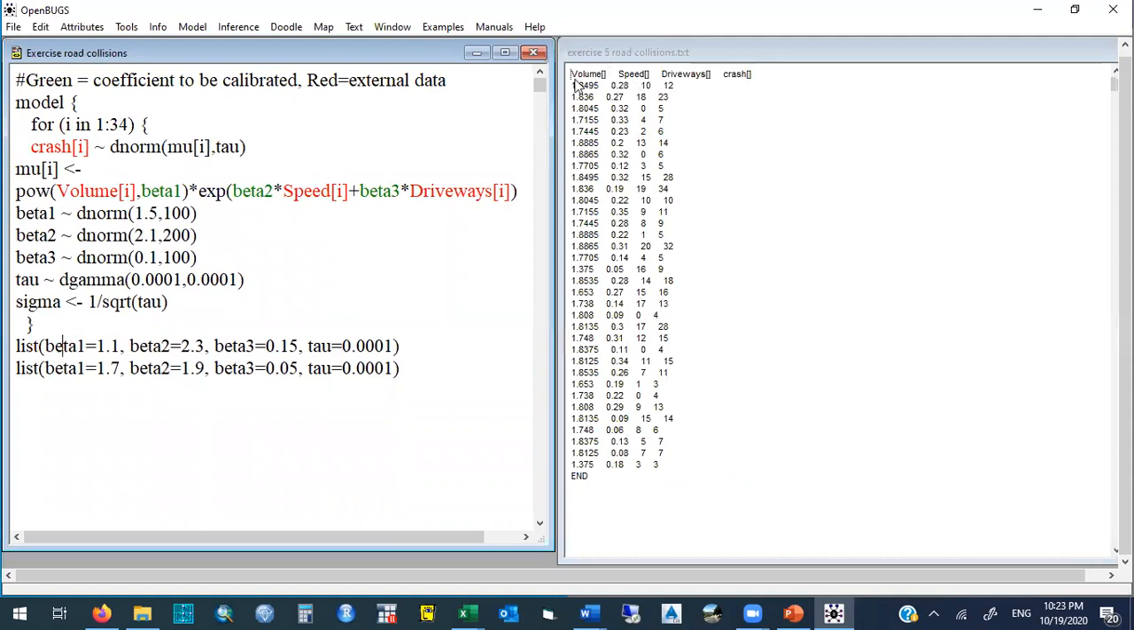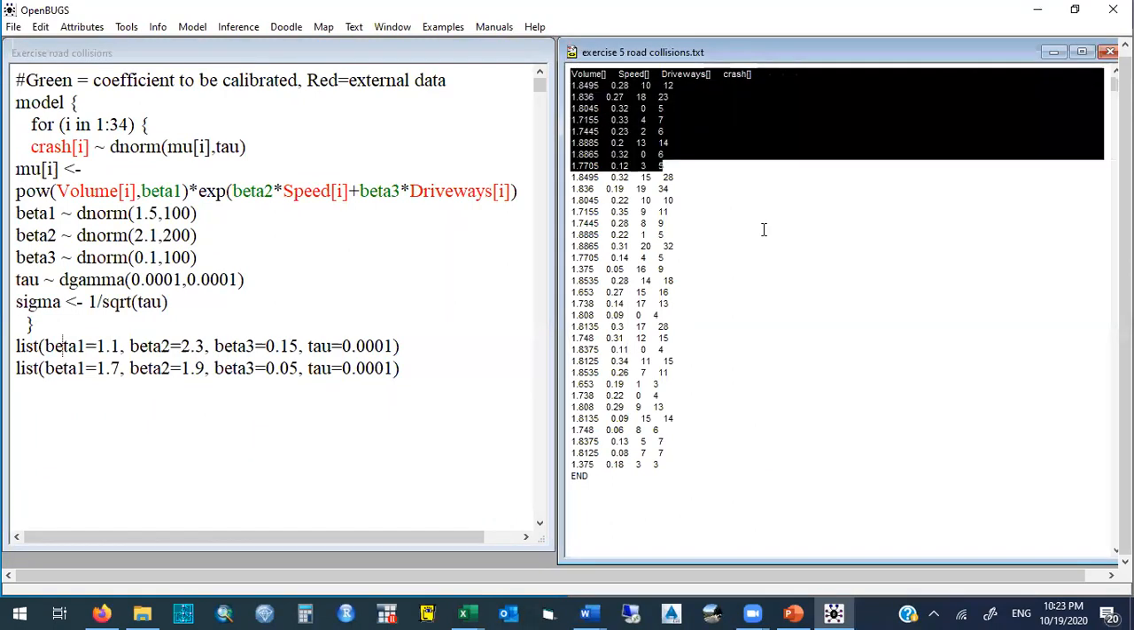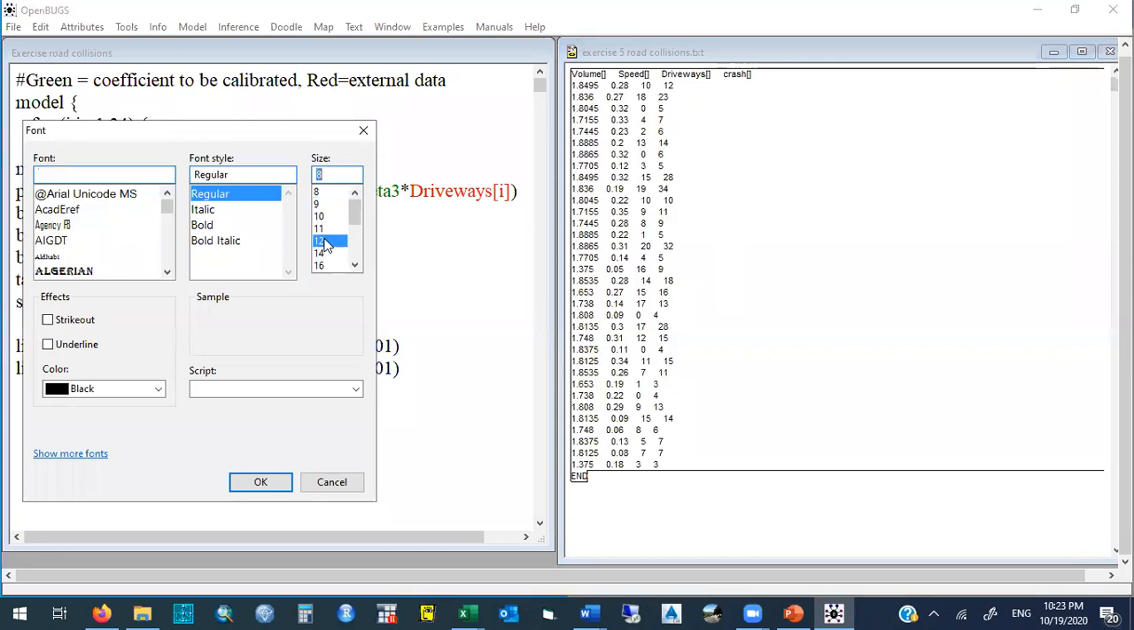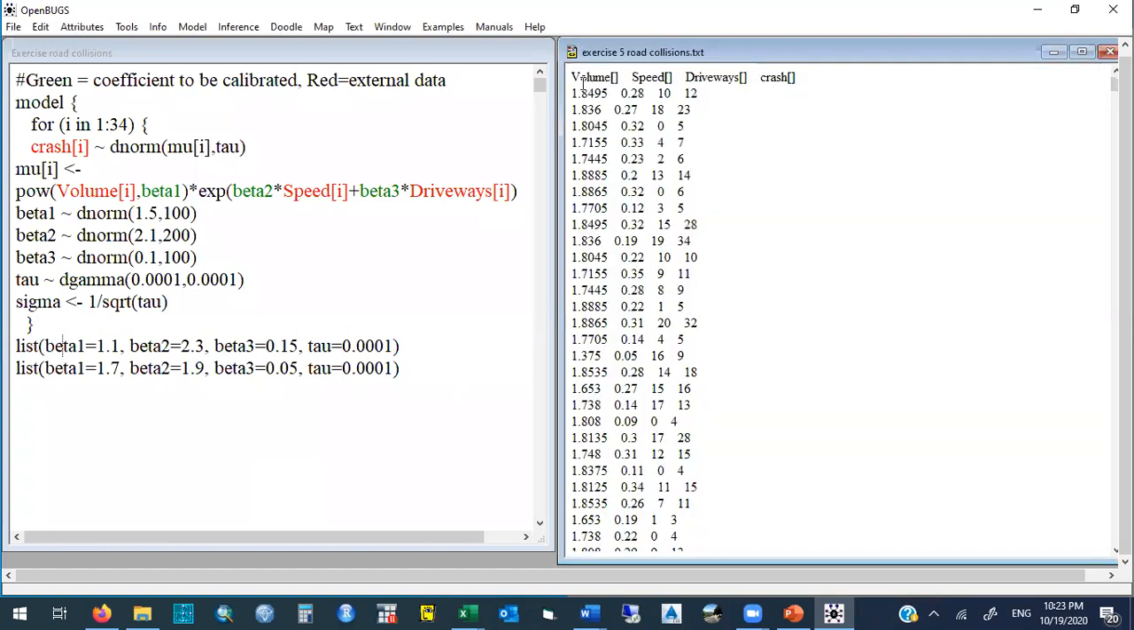So I'm gonna open here, and you will see on the right-hand side, I have my data set. For this data set, I have observations of the volume, the speed, the driveways, and the crashes. So these are the variables, the explanatory variables and the response. So I'm using what I have observed from reality in terms of the response and in terms of the explanatory variables, which are red, to calibrate the coefficients of the equation.